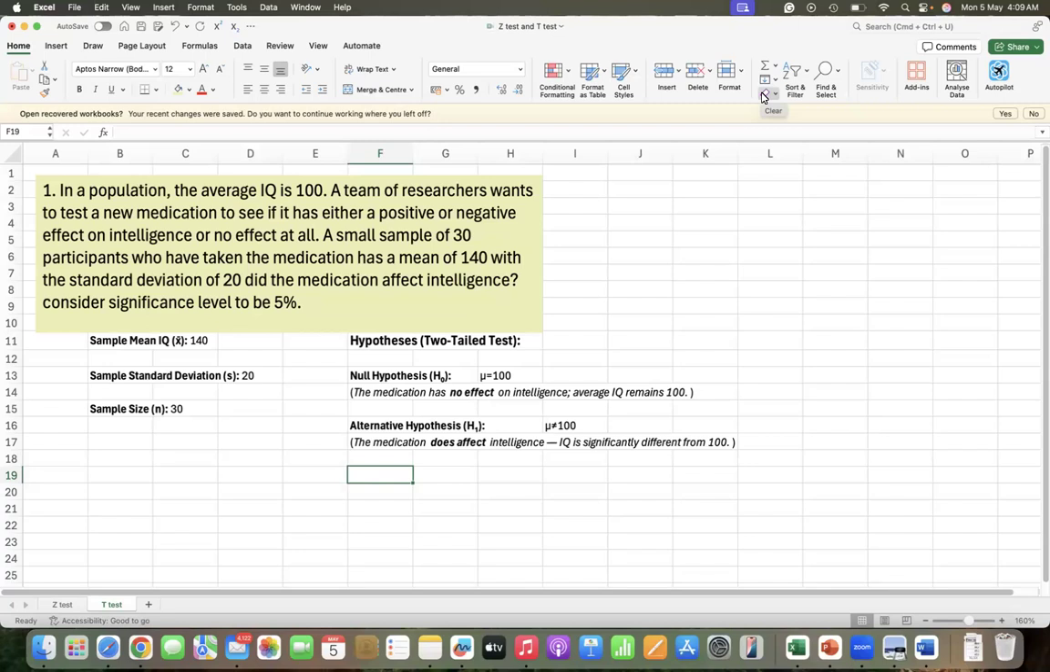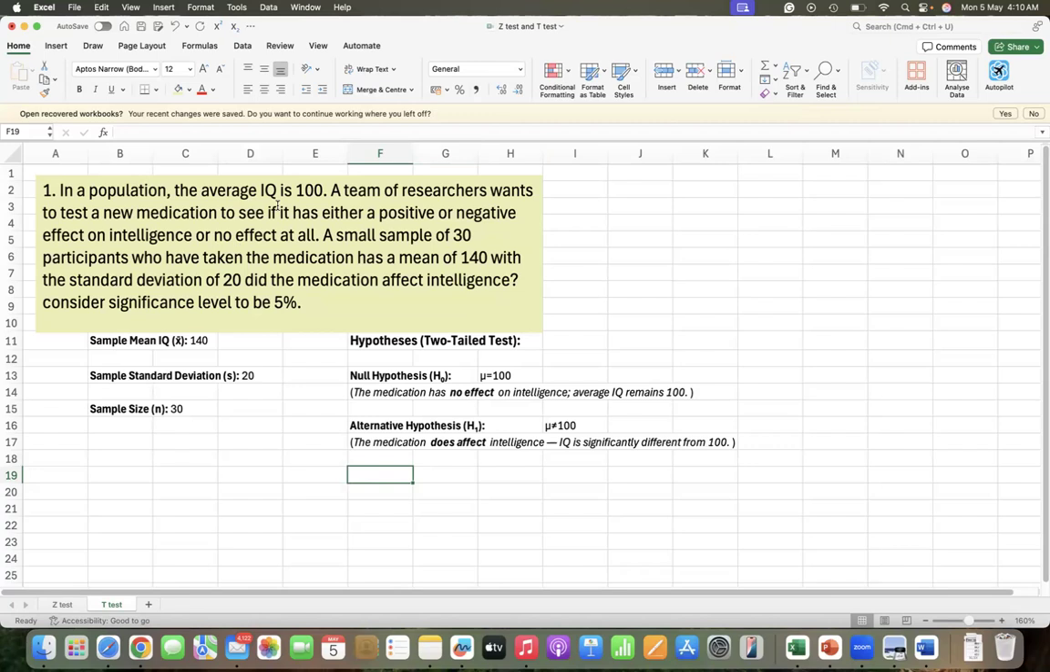Okay, let's start with the t-test now. We already know this question. We have solved this question theoretically, so I have just taken this for convenience. Here, the average IQ of the population is 100. A team of researchers wants to test a new medication.